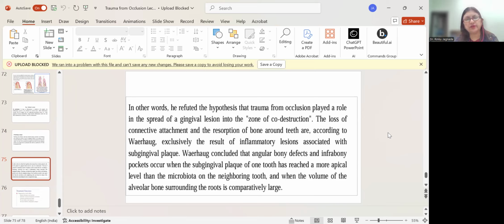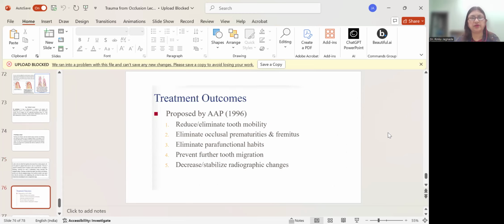Waerhaug said that angular bony defects or infrabony pockets occur when the subgingival plaque of one tooth has reached a more apical level than the microbiota in the neighboring tooth, and when the volume of the alveolar bone surrounding the tooth is comparatively large. So this is Waerhaug's concept. Now we will go to the treatment outcomes of trauma from occlusion as proposed by AAP in 1996: reduce or eliminate the tooth mobility, eliminate occlusal prematurities and interferences, eliminate parafunctional habits, prevent further tooth migration, and decrease or stabilize radiographic changes. For all these things, you have to take measures, whatever may be required.